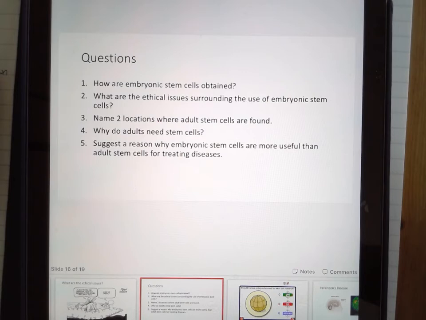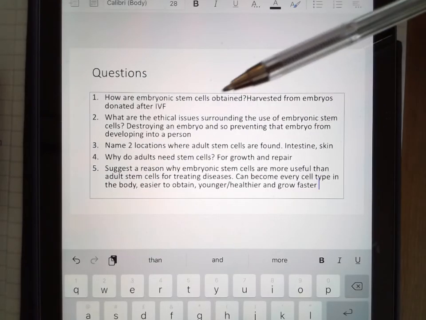The other 4 you should find the answers to in your notes from this lesson and the previous lesson, but 5 you'll have to think about for yourself. So press pause and answer those questions for yourself, and then press play again. Okay, so I've included the answers to the questions.